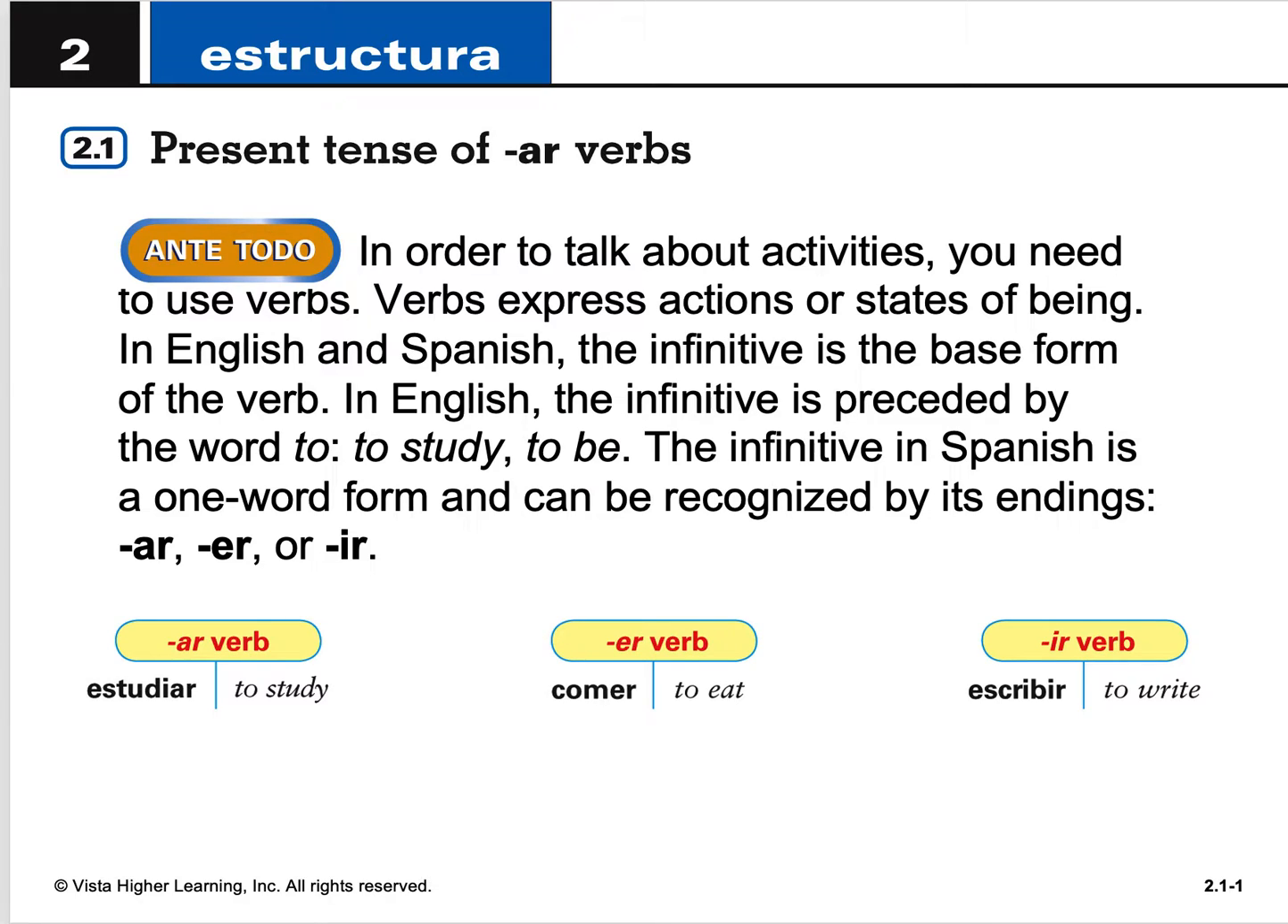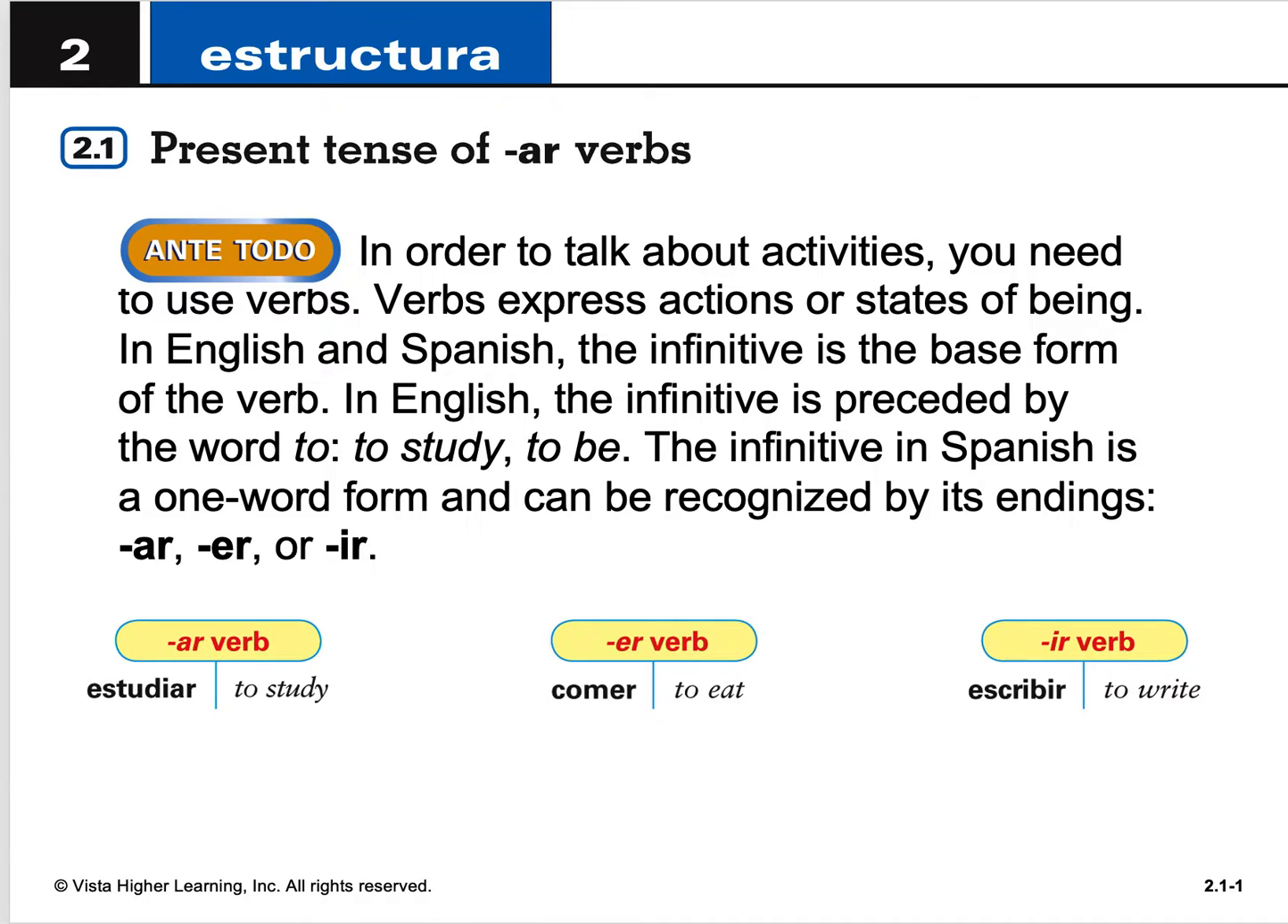In English and Spanish, the infinitive is the base form of the verb. So in English, the infinitive is preceded by to. So if my verb is study, the infinitive would be to study. If my word was be, which is a state of being, to be happy. But be is the state of being that's expressing that.